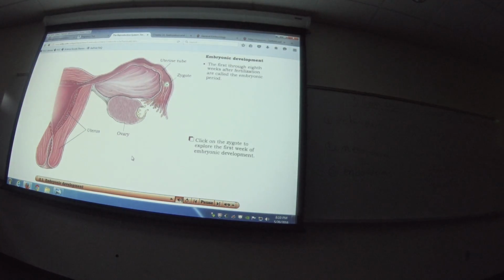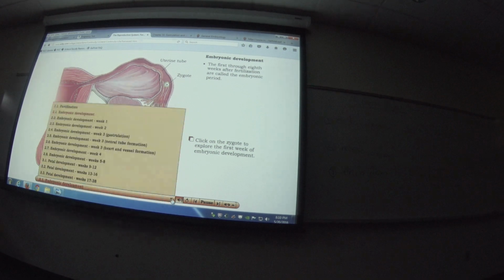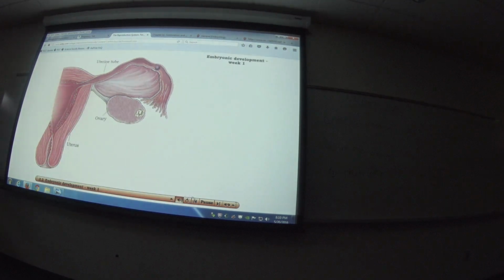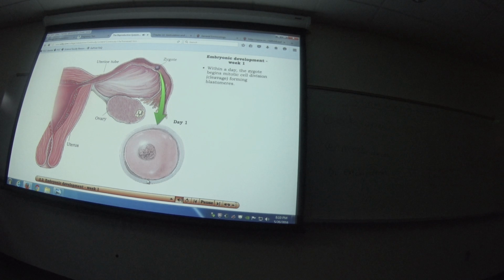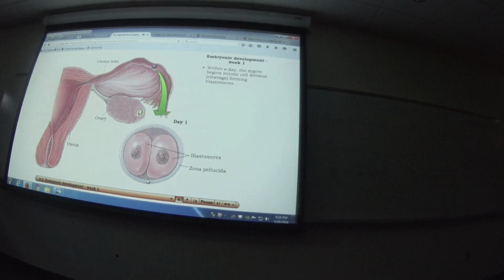A little animation of that one. So we're going to walk through exactly what we just did here. During the first day following fertilization, the zygote begins mitotic cell divisions called cleavage as it moves through the uterine tube. The cells formed are called blastomeres.